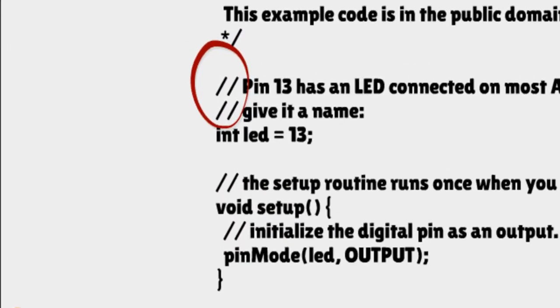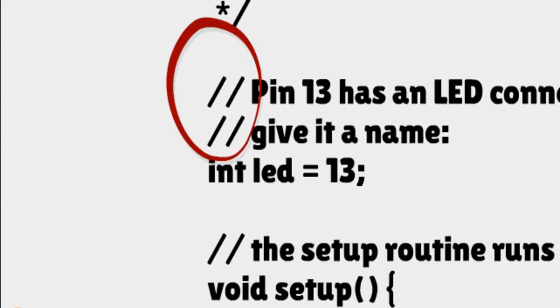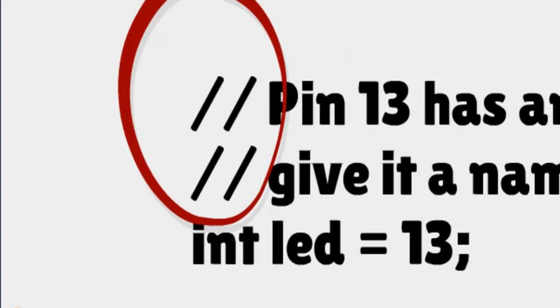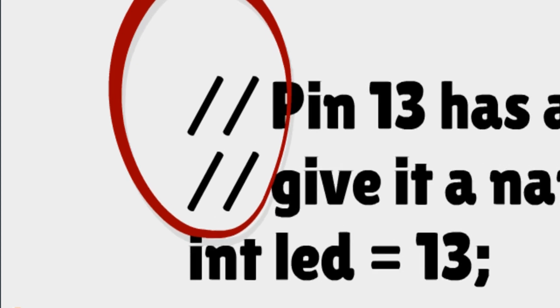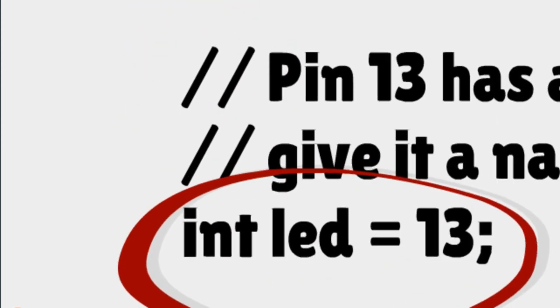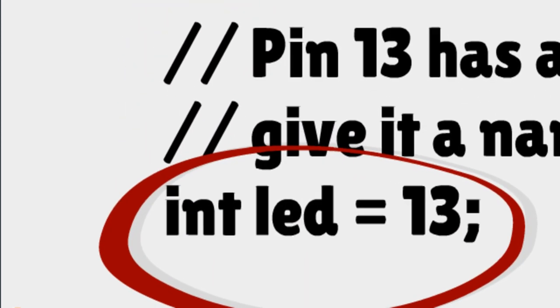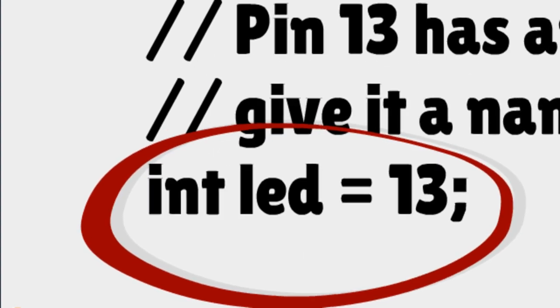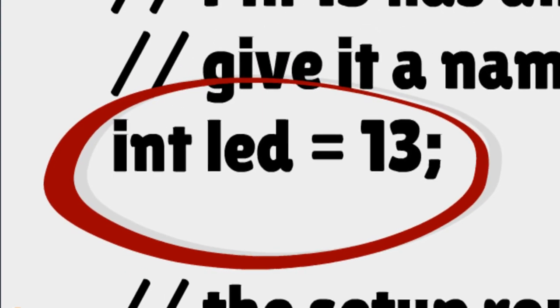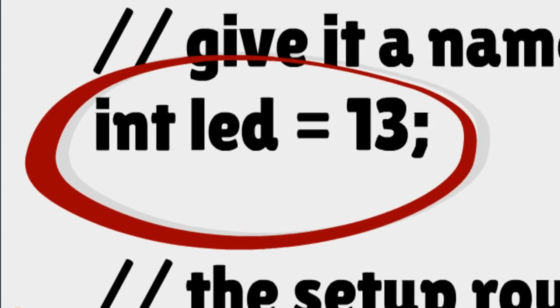Here is a brief description of the code. Any text beginning with // is ignored by Arduino. These lines are comments. Int means the variable LED is an integer number. Int LED = 13 assigns a value of 13 to the integer variable LED.